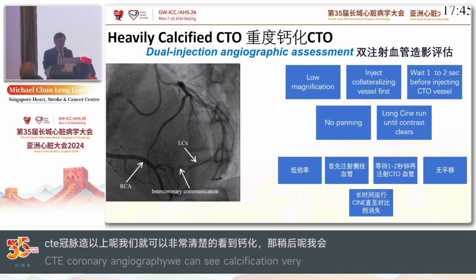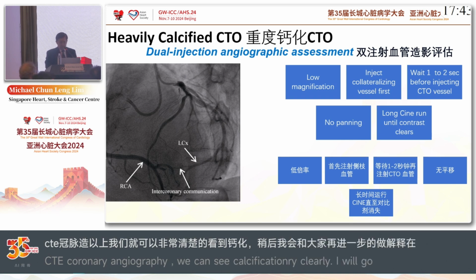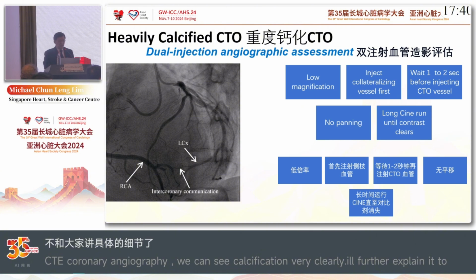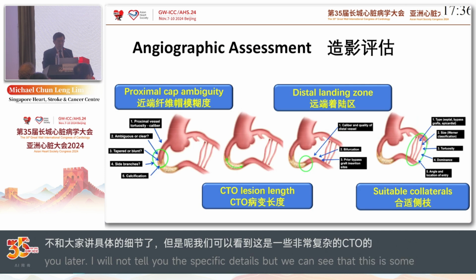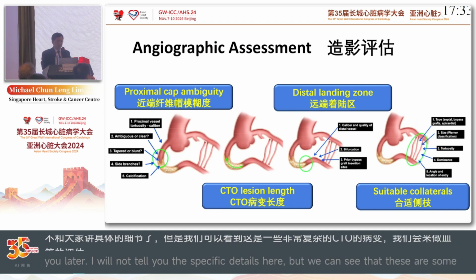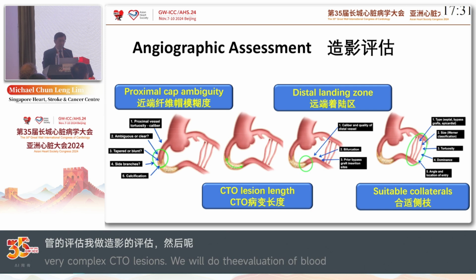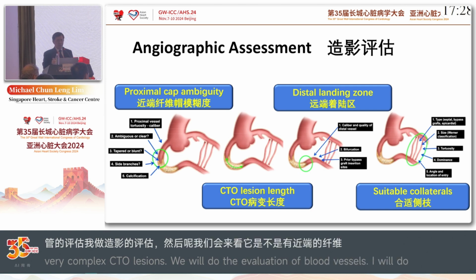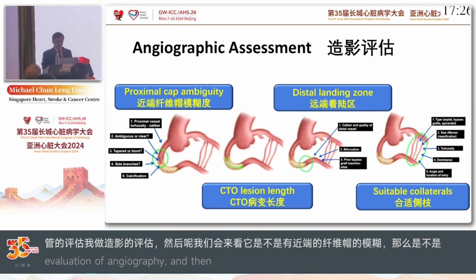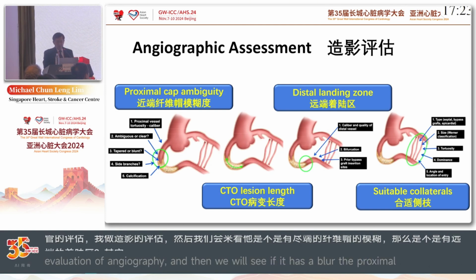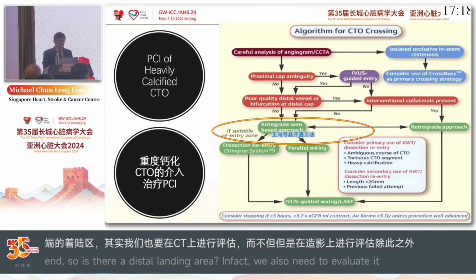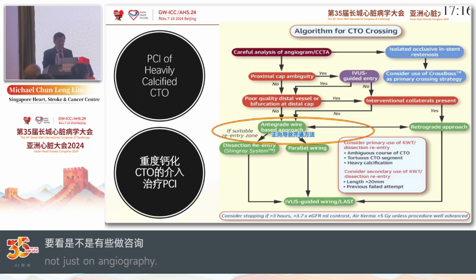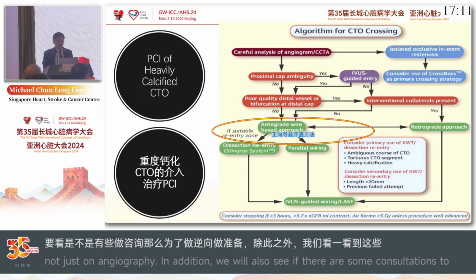Yeah, so I won't go through the details, but generally, if we expect it to be quite a difficult CTO, you probably want a dual injection angiographic assessment, all right? And then, of course, you look for a few things, whether there's proximal cap ambiguity. You also want the CTO length, which usually we measure from the CT angiogram rather than from the angiogram itself. And then, of course, your distal landing zone, and you'll be looking for any collaterals in case you need to do a retrograde.